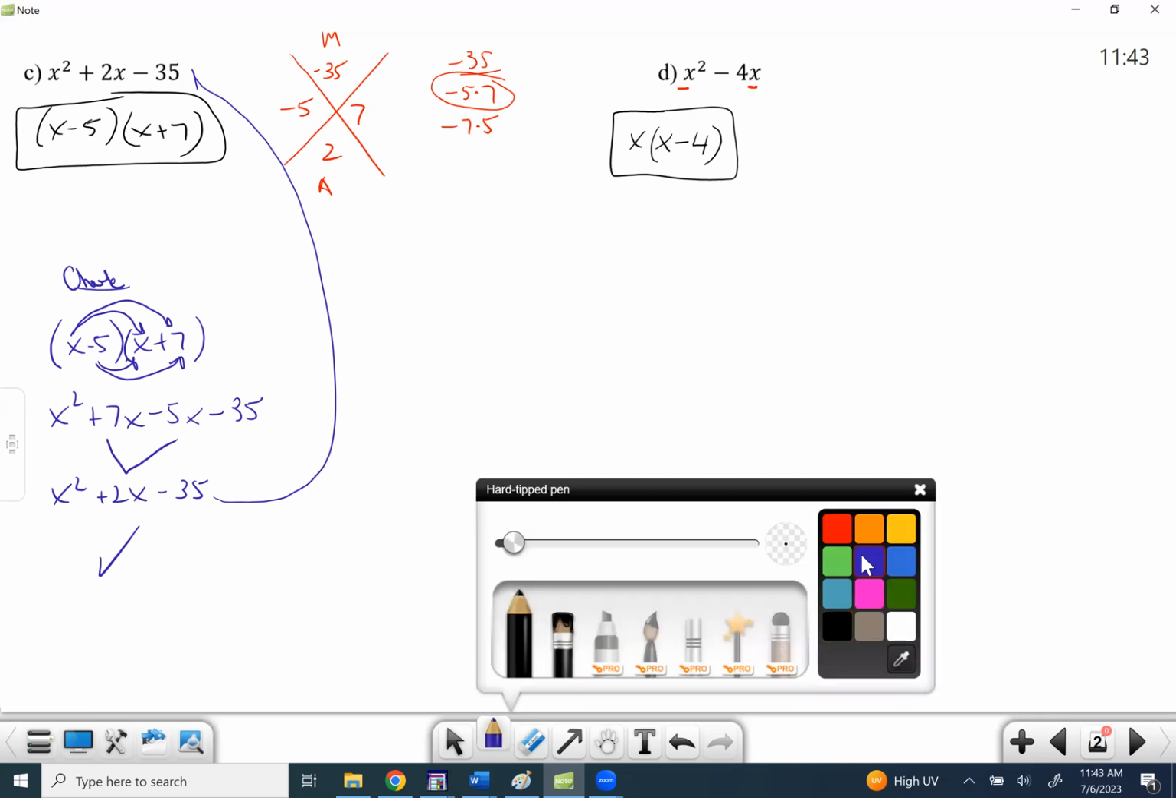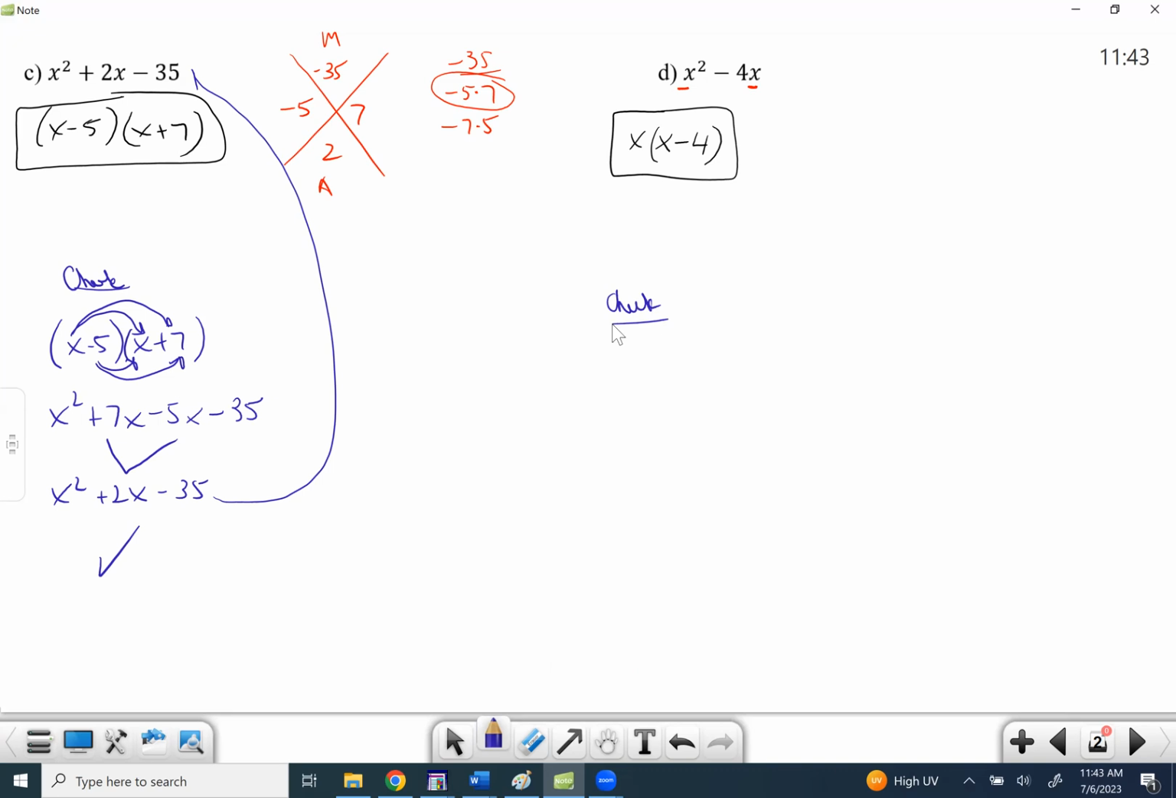Okay, so let's go in here. We can still check, but completely different as far as how we ended up factoring it. So let's go ahead and take x times x minus 4 and redistribute it. So x times x is x squared. And x times negative 4 is negative 4x. So this does match the original. So we're good to go. So that's called taking out the greatest common factor, which you actually always want to do first. So taking out the GCF.